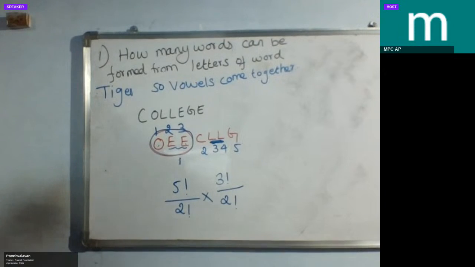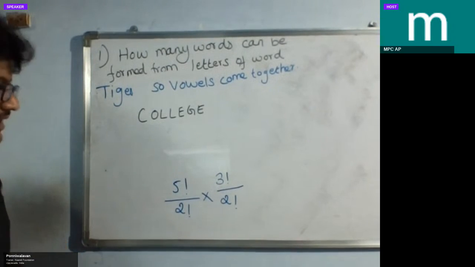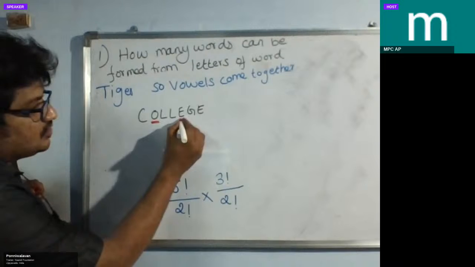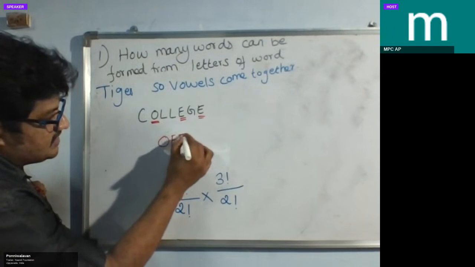Simple. I will explain it again. Fast. Listen carefully. What are all the vowels? O, E, E is the vowels.